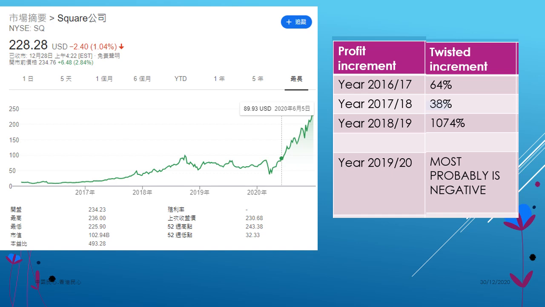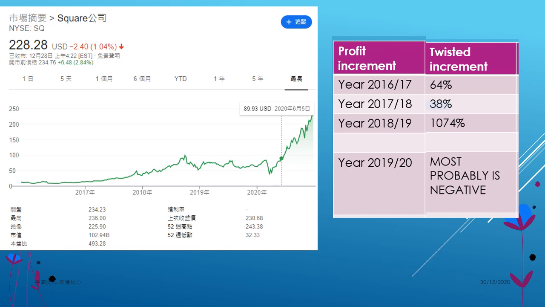The increment is 38%. So from end of 18 to end of 19, it also goes up. Makes sense, right? Okay. From 18 to 19, the increment is over 10 times, right? But we can see from 19 to 20 seems no increment. Just not reasonable, right? Seems not reasonable.